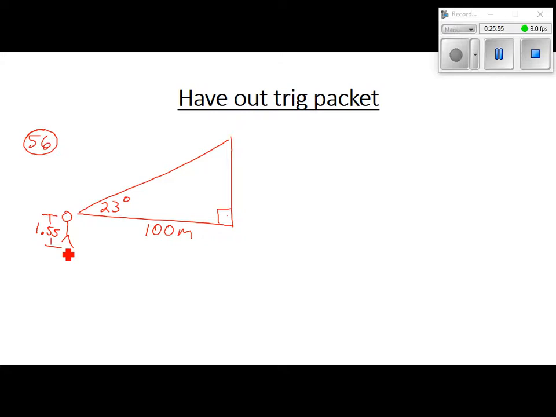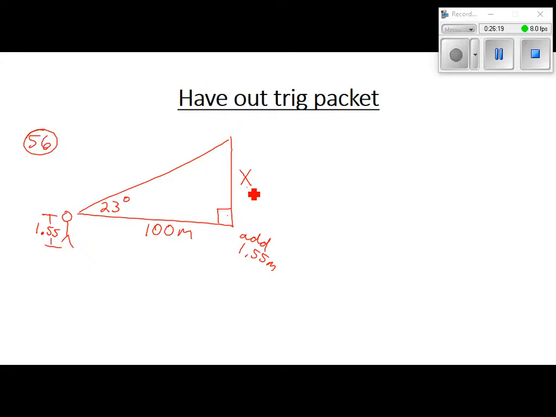Find the height of the building. So we're going to find this height over here. Are we just finding that side of the triangle? What do we have to remember to do? The bottom part, add on, which is easy, that 1.55 at the end, right? So at the end here, we're going to add 1.55 meters once we find out what X is.